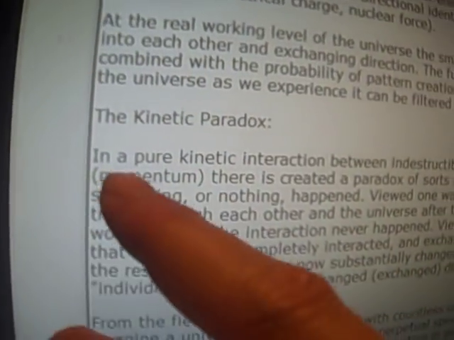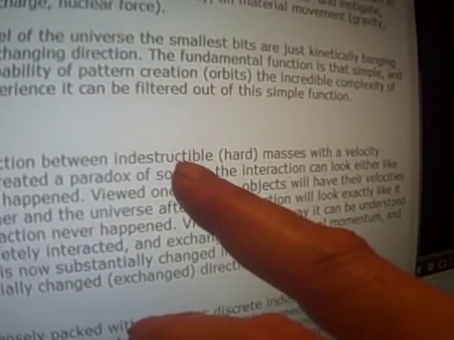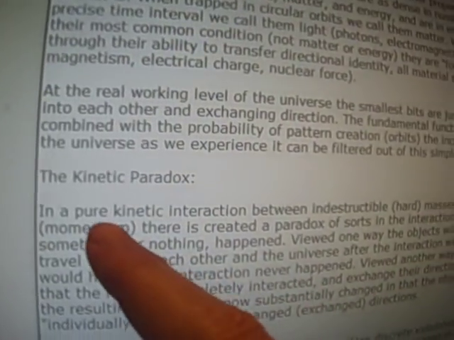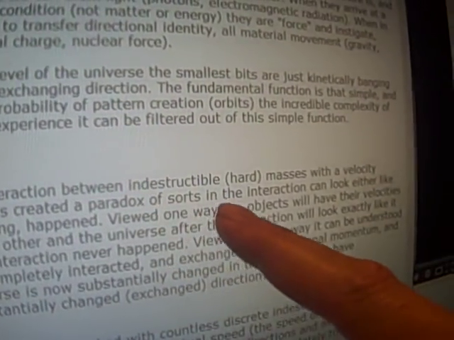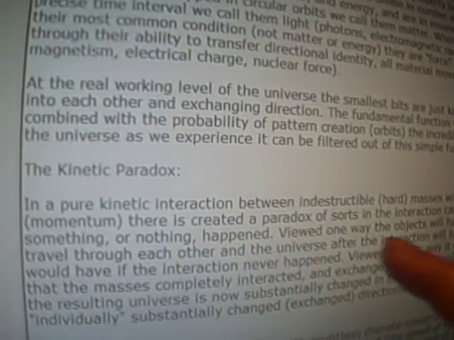Alright, so the kinetic paradox. In the pure kinetic interaction between indestructible hard masses with a velocity, a momentum, there is created a paradox of sort in that the interaction can look either like something or nothing happened. So I've used the example of an X, and you can look at the X two ways, like the two things at the bottom went into an interaction and went right through each other and just went right on where they were going in a straight line. Or the two things interacted and catastrophically changed each other's destiny.